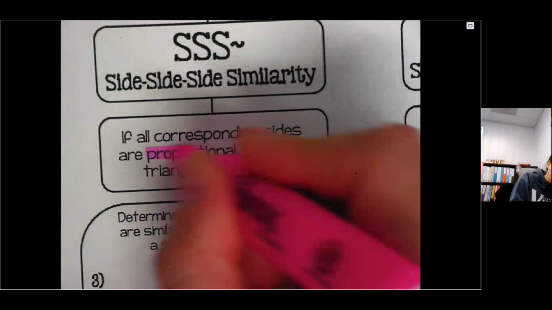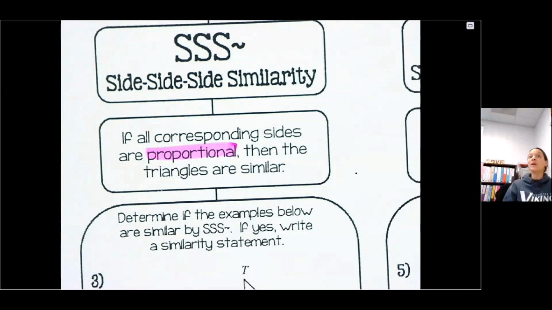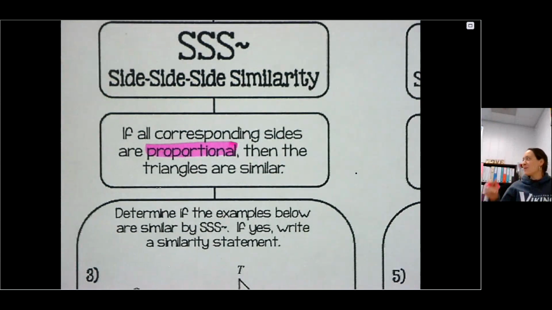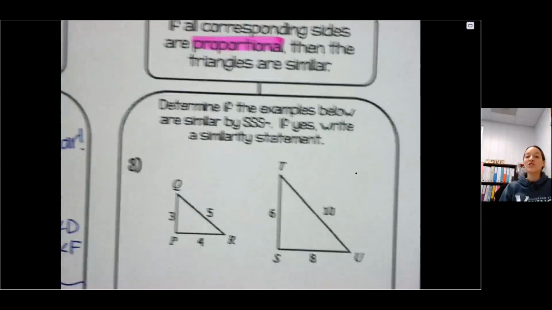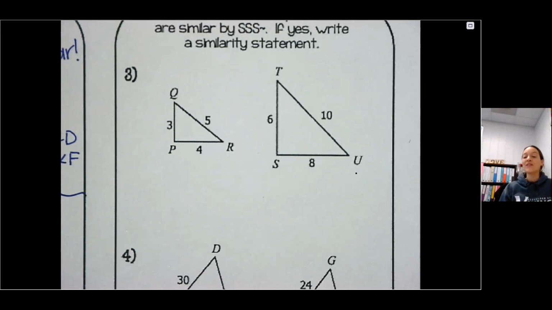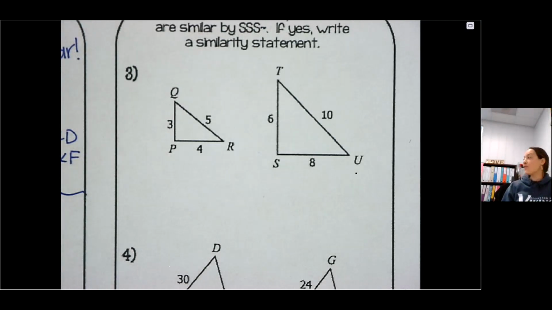Now, we did the proportions yesterday, if you remember, right? With the cross multiplying. We made the fractions and we cross multiplied. Proportional just means that they have to have the same ratio or same fraction. So we're going to determine if these triangles are similar by side, side, side. All three of the fractions have to be the same.